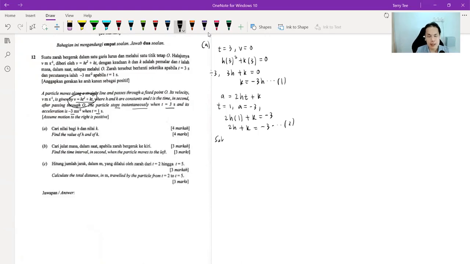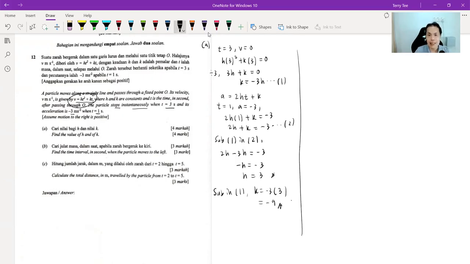Now, I'm going to sub equation 1 into equation number 2. My k is now -3h, so this is 2h minus 3h, which is -h, equals -3. h is just 3. So as we substitute into equation 1, we'll get our k. k is -3 times 3. Wait, h is 3, so -3 times 3, k is -9. Okay, I've got my h, I've got my k.